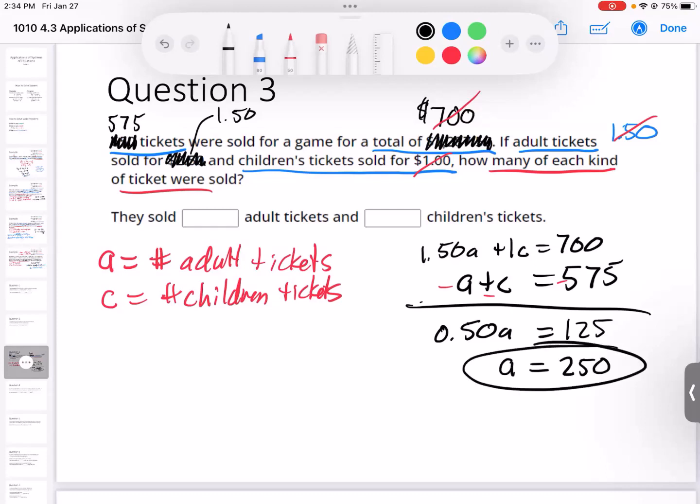And then find the number of children. I would probably use this equation and you just say 250 plus what equals 575 and figure out what children are.